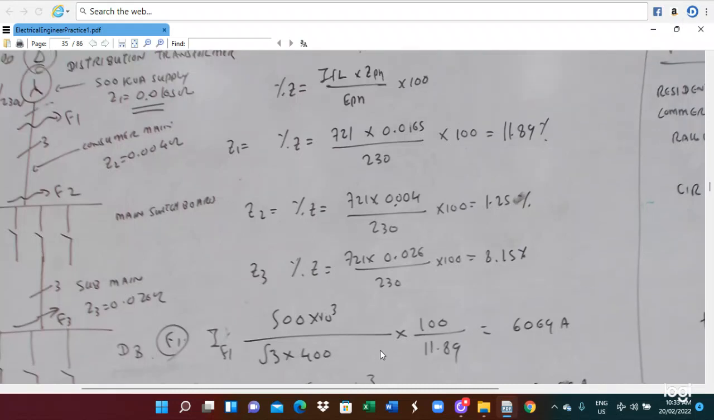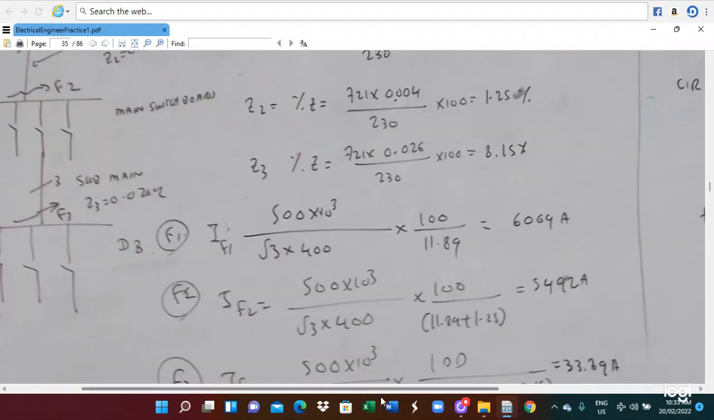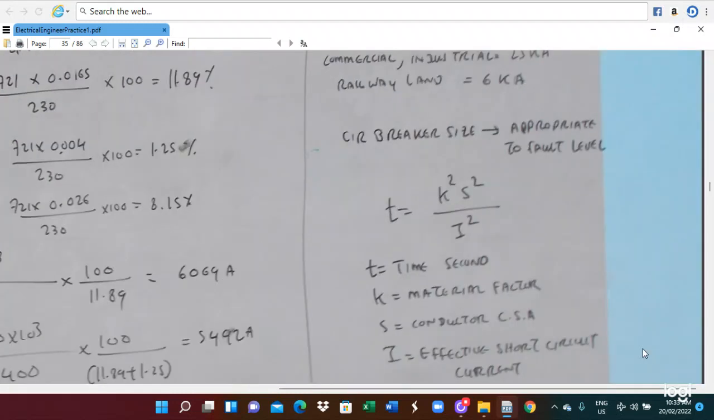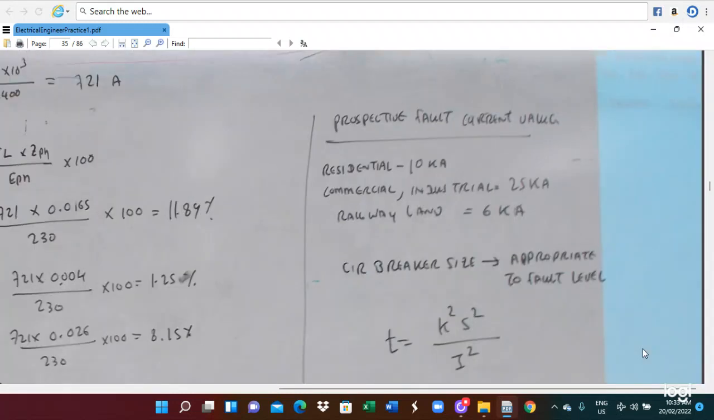So this is for this problem. You can look at this problem and then you can see it. So another thing is the prospective fault current value. This means that you can determine how much fault current happens when the electrical faults are arising. So for residential, it is 10 kVA. This is the prospective fault current rating we get for residential equipment. So prospective fault current can rise up to 10 kVA.